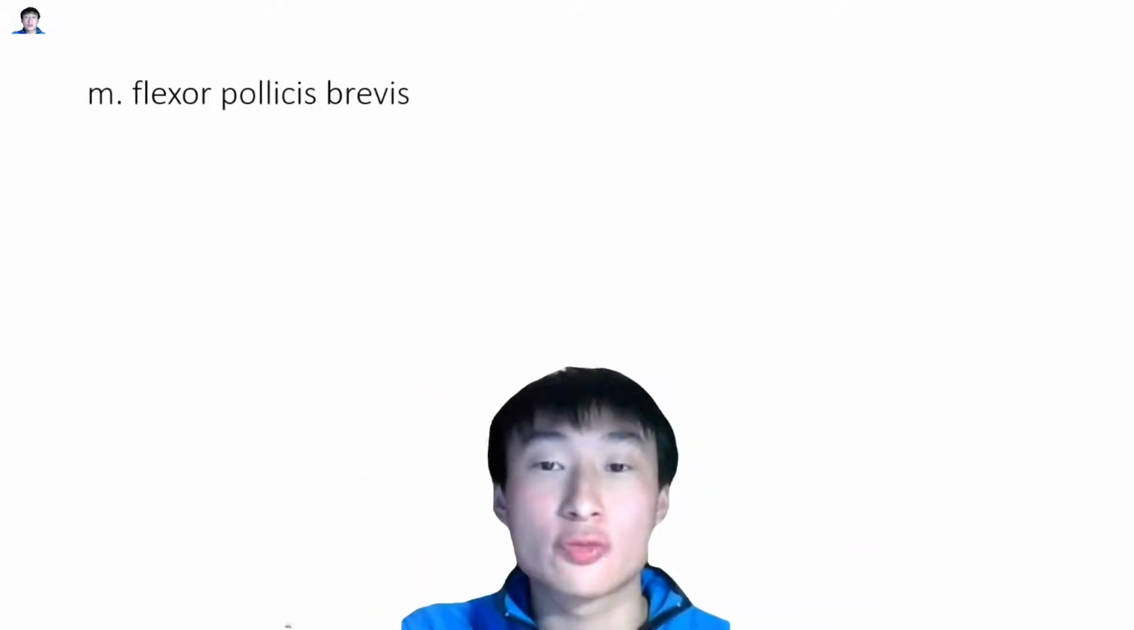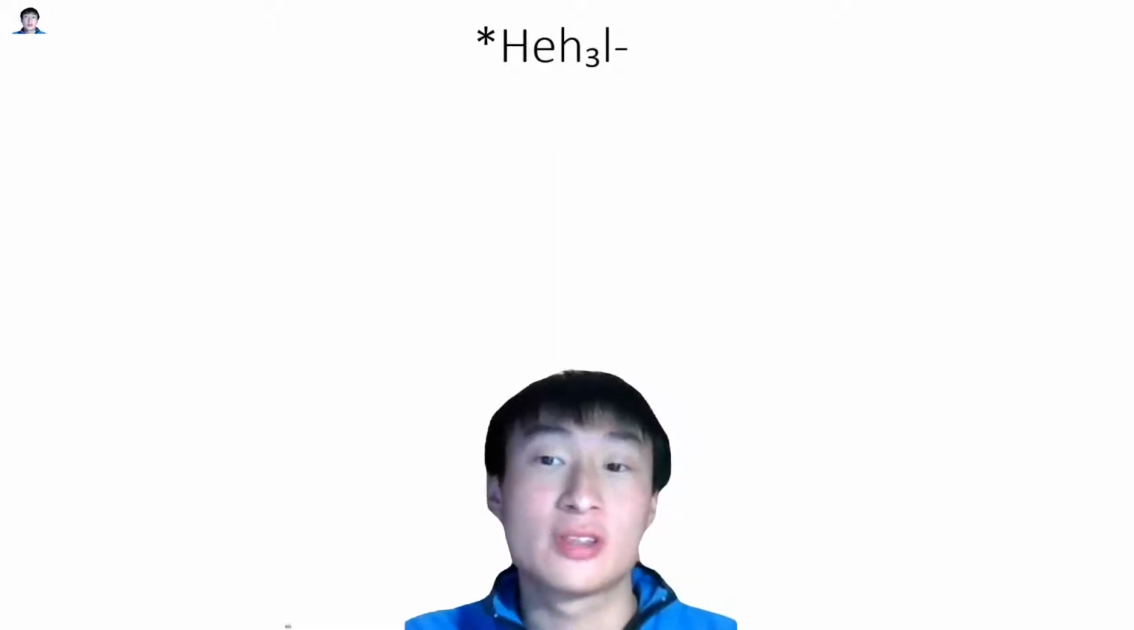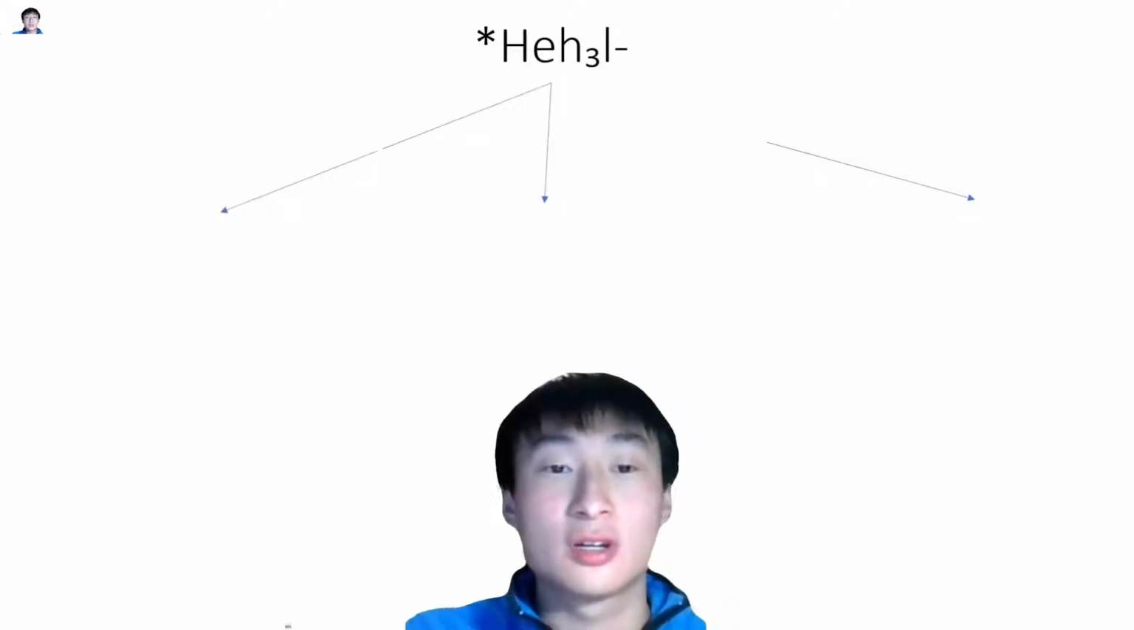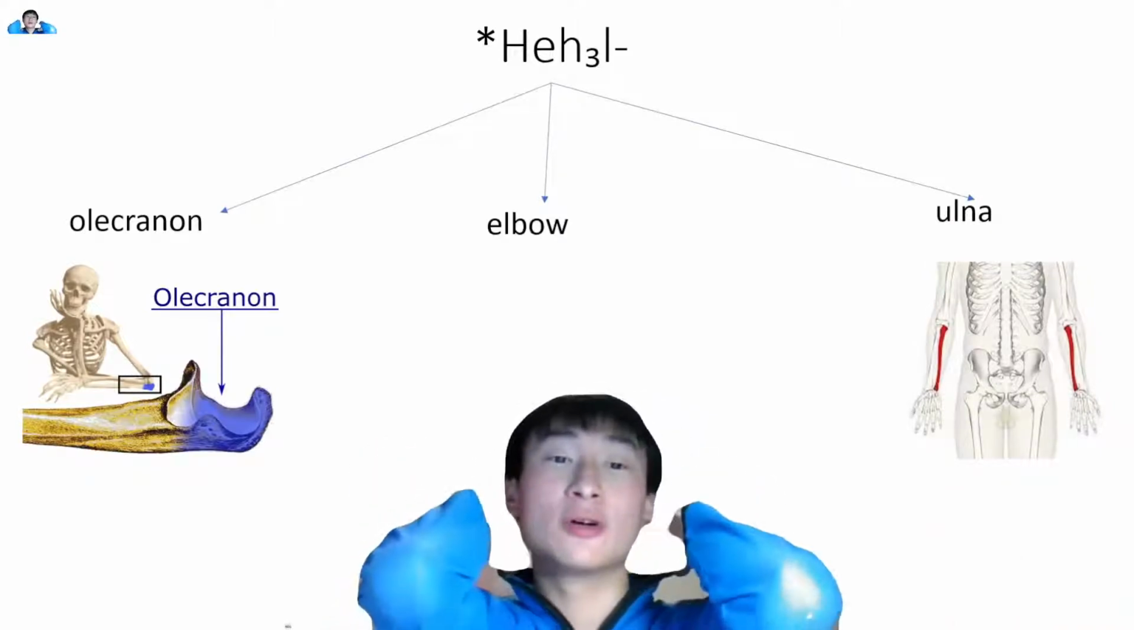Did you know that the flexor pollicis brevis muscle should really be called the flexor brevis pollicis? Or that the forearm contains three terms from the same root that come from three distinct languages: the olecranon, the ulnar, and of course, the elbow.